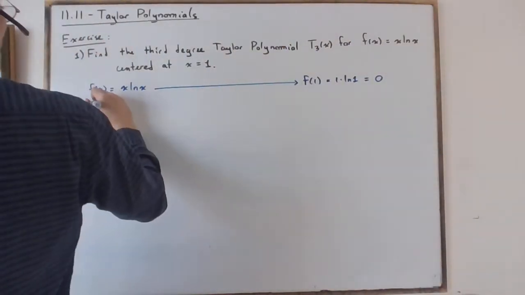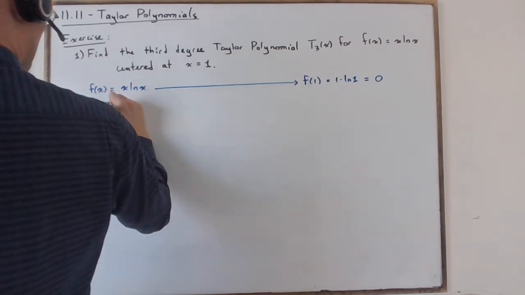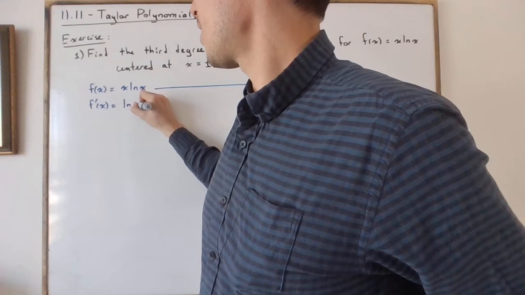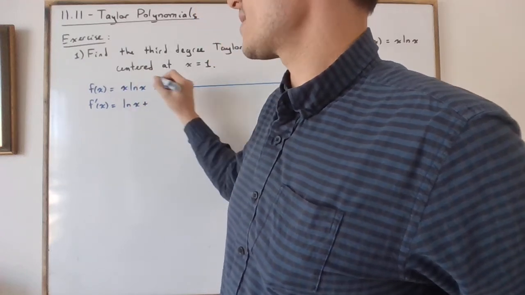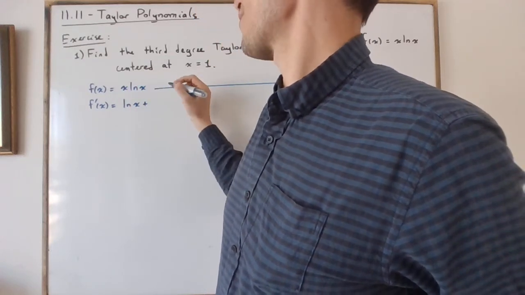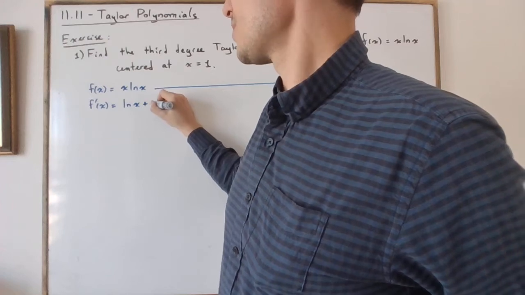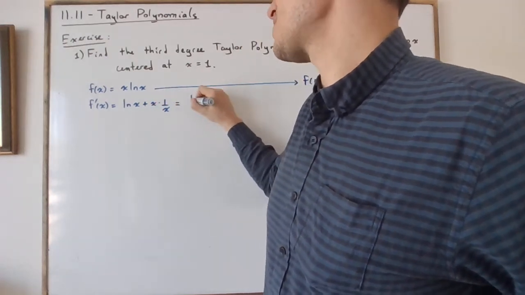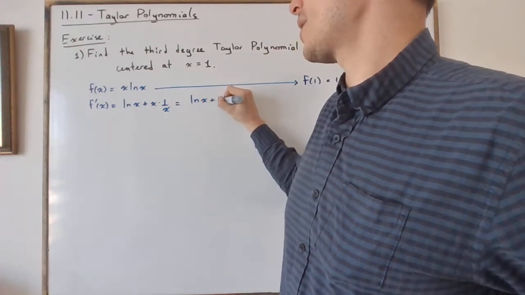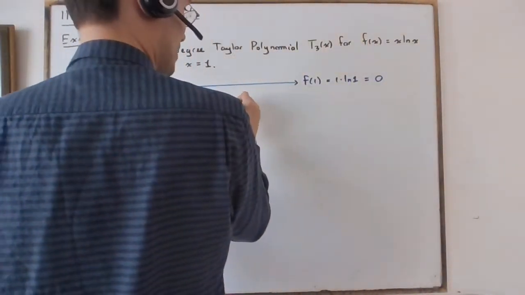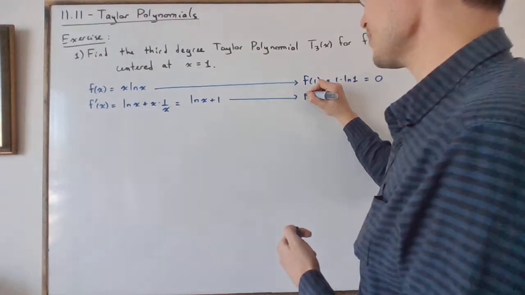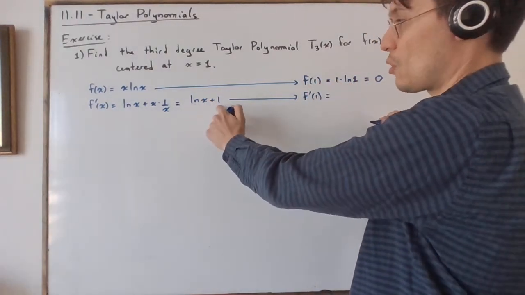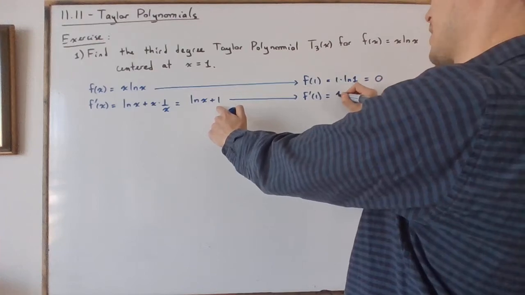Then let's find some derivatives. You have to use the product rule here. So you're going to have ln of x plus x times 1 over x. Let's just write this so I don't mess up: ln of x plus 1. This is the first derivative. So f prime of 1 is going to give 0 plus 1, which is 1.